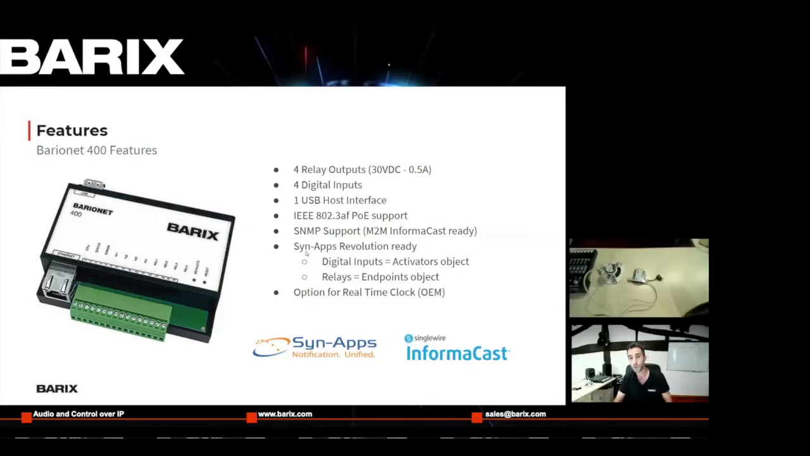The idea is also to align all the 4 models with the same kind of exposure that we gave to the Barionet 400. And why did we add SNMP? Because when you have to interface Barionet with Informacast, you will have to use what Informacast calls the M2M plugin, which stands for machine to machine, and it operates on the SNMP protocol. Informacast uses SNMP version 1, version 2. Now we are implementing version 1 only in our Barionets.